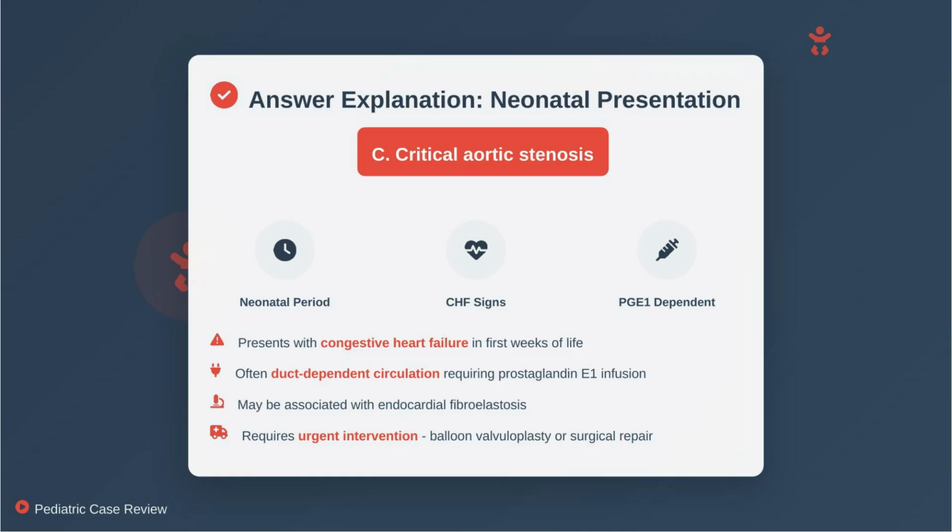Critical aortic stenosis. This severe form presents in the neonatal period with signs of congestive heart failure, including poor feeding, tachypnea, and diaphoresis. These infants often have duct-dependent systemic circulation requiring prostaglandin infusion to maintain patency of the ductus arteriosus. Critical aortic stenosis may be associated with endocardial fibroelastosis and requires urgent intervention.